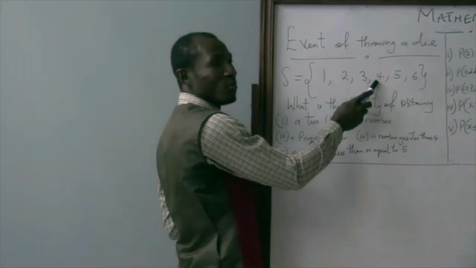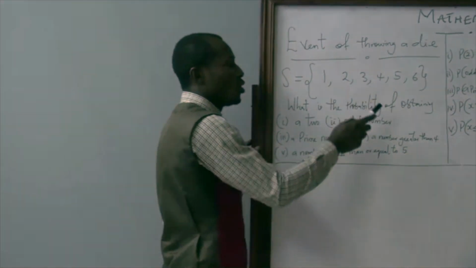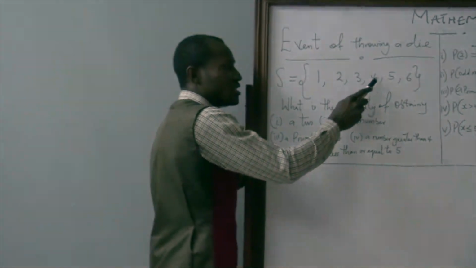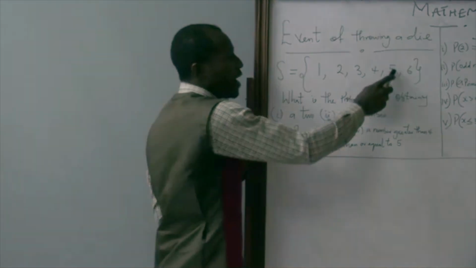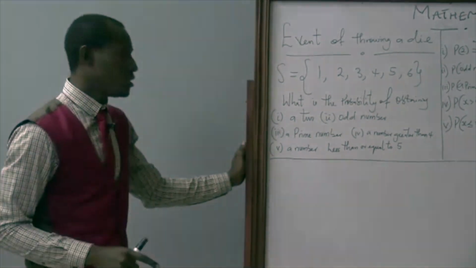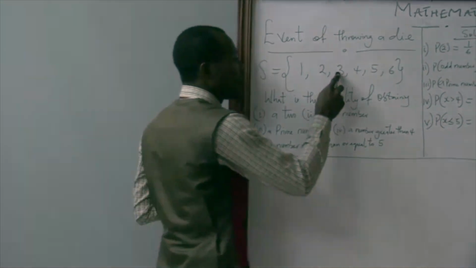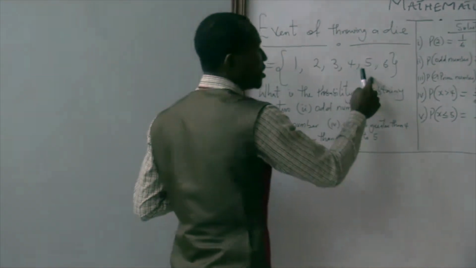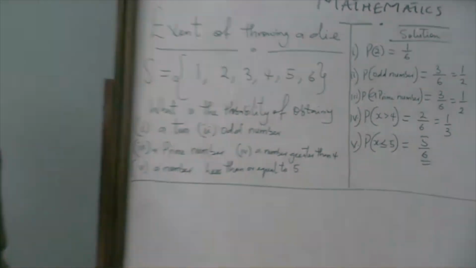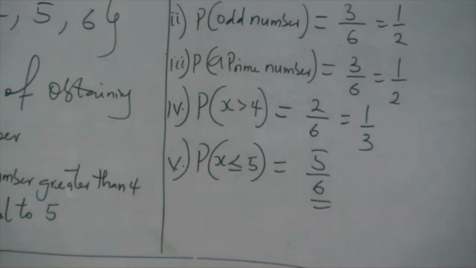4 is not a prime number because 1 can divide 4, 2 can also divide 4 without remainder, and 4 can also divide 4, so it's not a prime number. 5 is a prime number because it's only divisible by 1 and 5 itself. So how many is that? 2, 3, 5. That is 3, and that's how I got 3 divided by 6, which is 1 over 2.